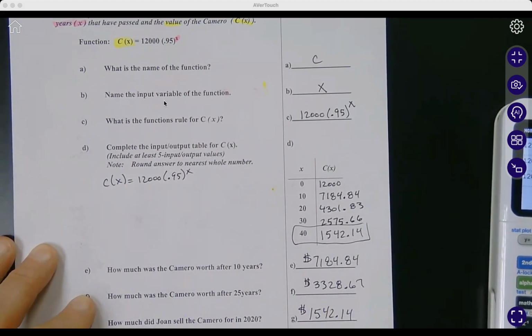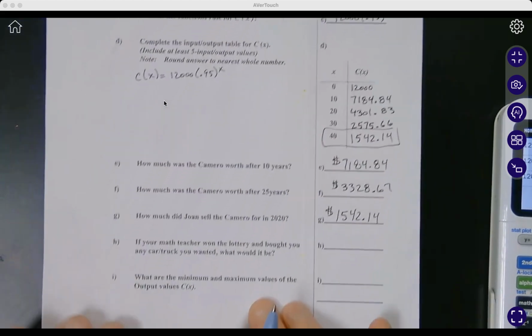If your math teacher won the lottery and bought you any car or truck, what would it be? Well, you let me know what that answer is, okay?